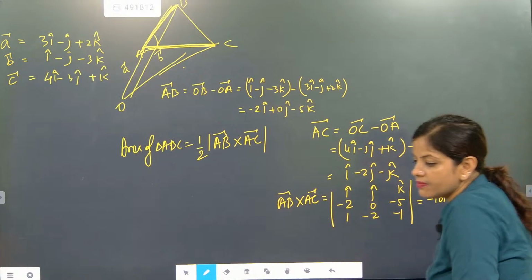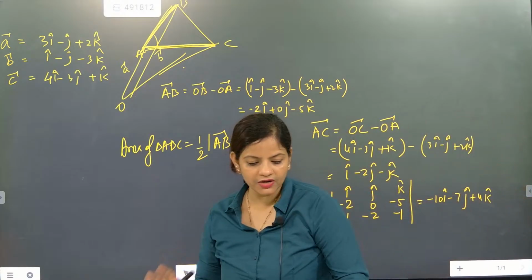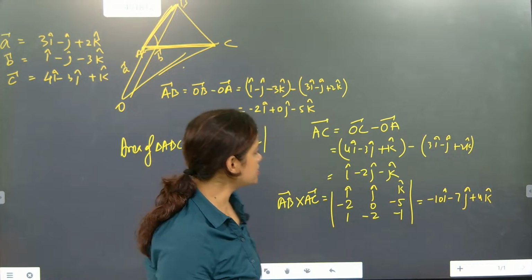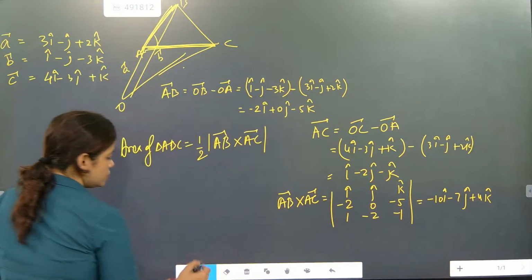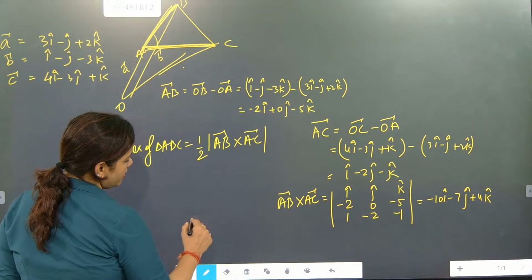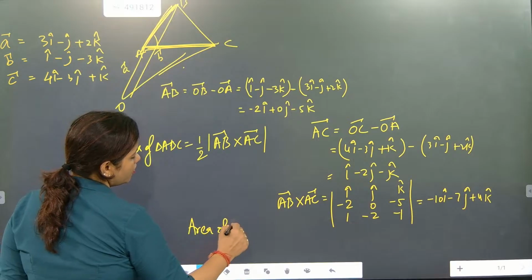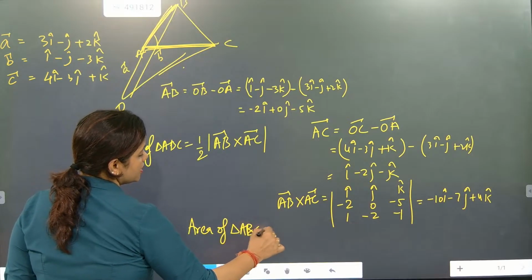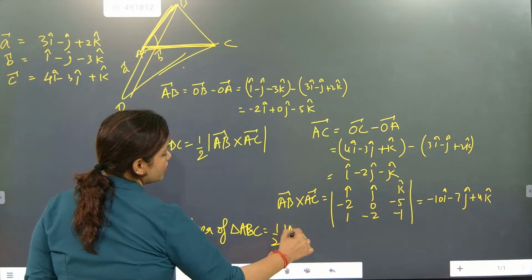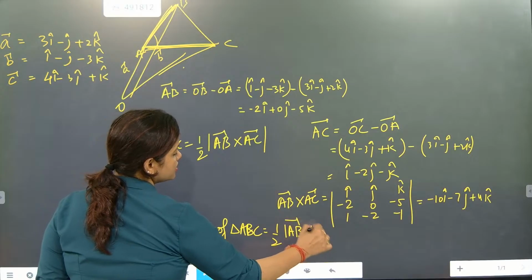Now we need to find the magnitude of it. Only the magnitude part we are going to write. So it is coming 10, 7 and 4. Now what we are going to do here, beta, the area part will be coming. Area of triangle ABC is equal to half magnitude of AB vector cross AC vector.